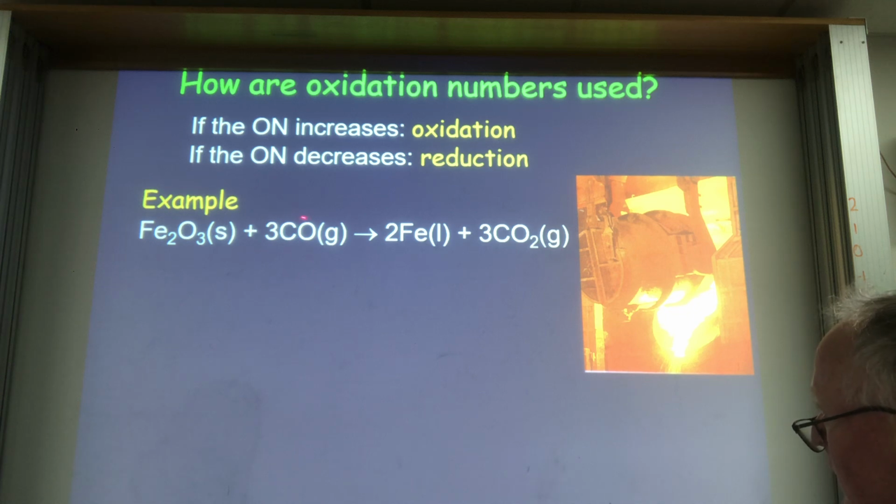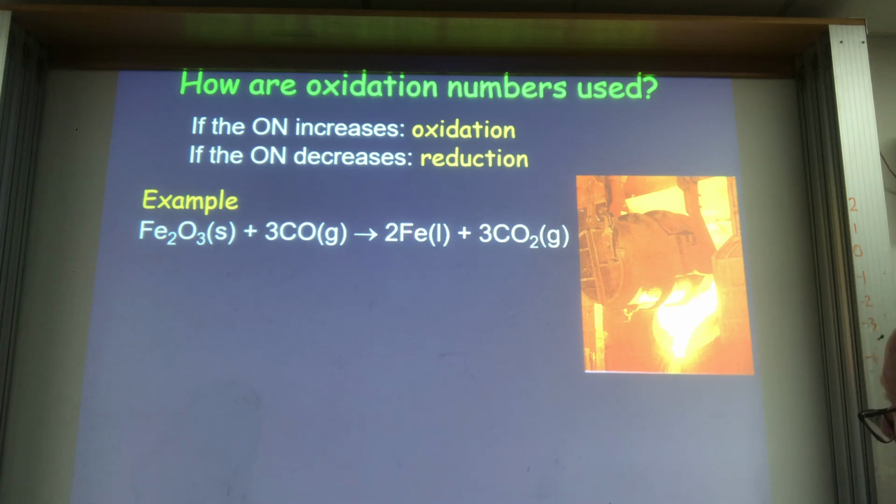Carbon monoxide, we ignore the coefficients of course, they're irrelevant to this. The compound is carbon monoxide, we just work out the oxidation number of it. So oxygen we know is -2, therefore because it's a neutral compound, carbon has to be +2. It's easy enough. This is pure elemental iron, no charge, iron on its own, oxidation number of 0.